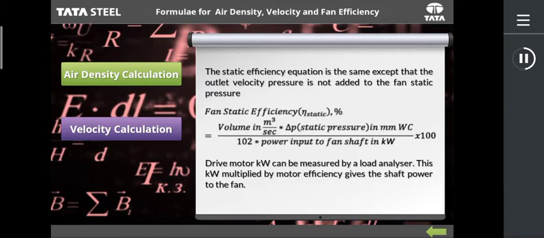Delta P denotes total pressure in millimeters water column. mmWc denotes millimeters water column. kW denotes kilowatt. Drive motor kilowatt can be measured by a load analyzer. This kilowatt multiplied by motor efficiency gives the shaft power to the fan.